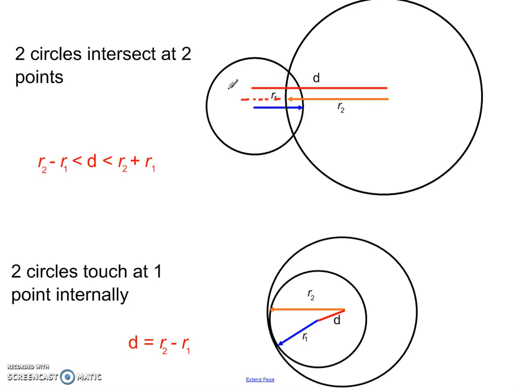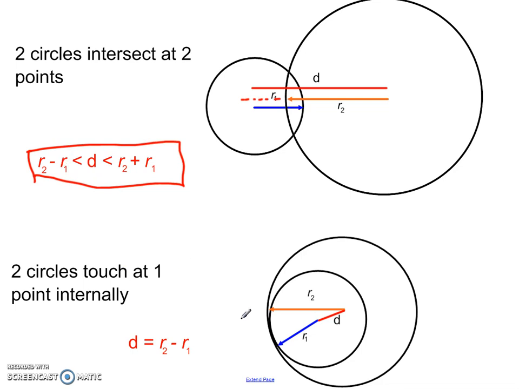So if the D is less than the sum of these two radii, we know we're going to have two points of contact. But if I keep moving this circle so that I've only got one point of contact similarly to this, what I'm going to notice is if I subtract the two radii from each other, as long as this distance is bigger than that as well, I will still have this sort of scenario. So as long as the distance is in this sort of relationship, i.e. between the two radii added together and the two radii subtracted from each other, I'll get this sort of scenario.